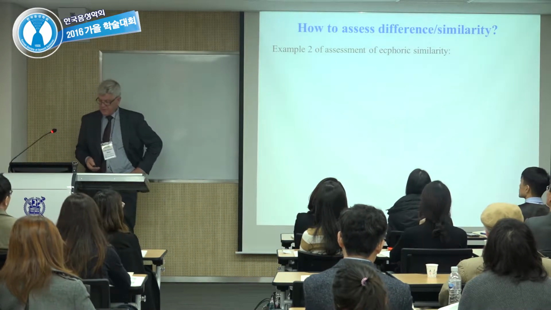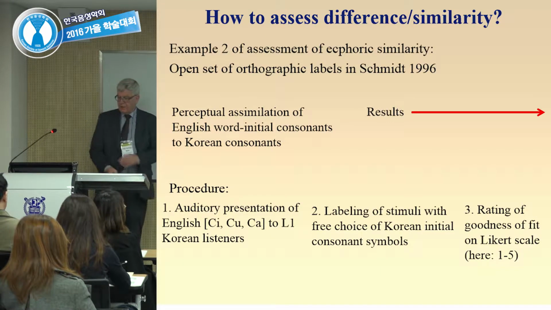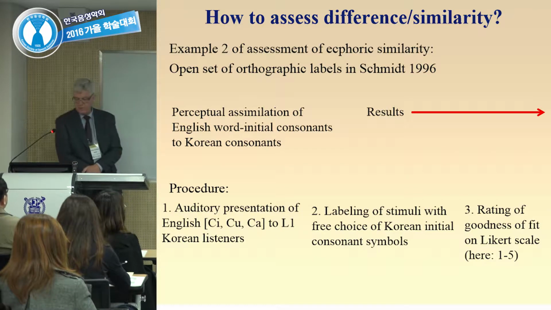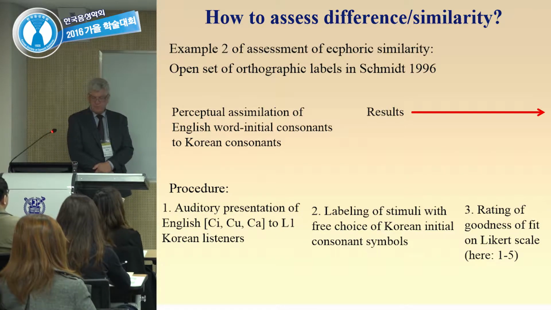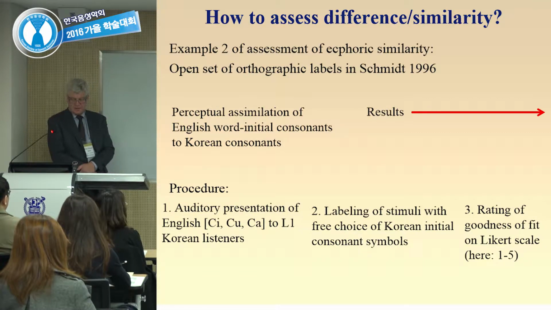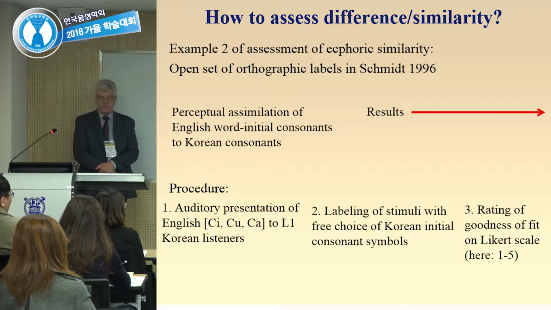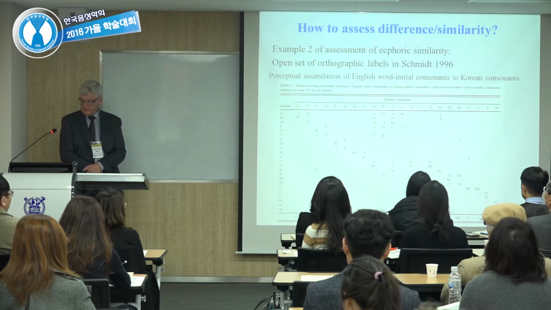Here's another example of the assessment of phonetic similarity, where Schmidt used a set of orthographic labels for the perceptual assimilation of English word initial consonants to Korean consonants. And the procedure was, again, she presented English consonant E, consonant U, and consonant R syllables to native Korean listeners, and the native Korean listeners had a free choice to use Korean initial consonant symbols, and this was also rated on a Likert scale of 1 to 5. And here are the results.